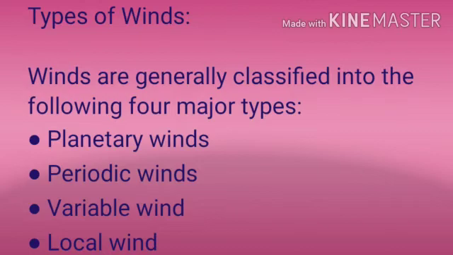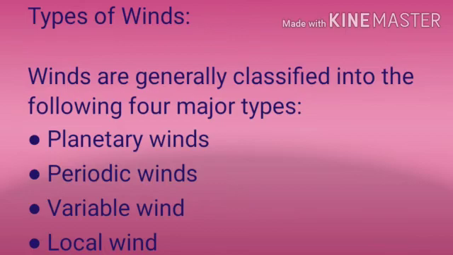Next one, periodic winds. The periodic winds are the seasonal winds that change direction periodically. These winds are caused by the differential heating of the land and ocean. Winds which reverse direction with the change of season are called monsoons. Tropical monsoon winds of the Indian subcontinent are the best example.